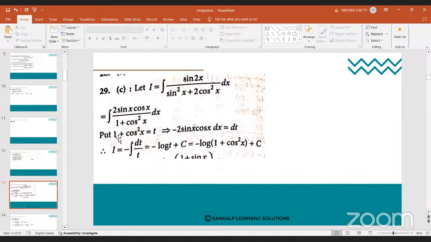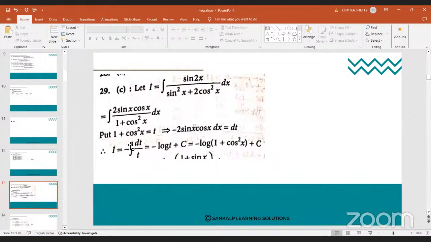Now we are replacing 1 plus cos square x as t. When we replace 1 plus cos square x as t, the derivative of 1 will be 0, the derivative of cos square x will be minus 2 sin x cos x, so minus 2 sin x cos x dx is equal to dt. So the entire numerator part can be replaced by minus dt, and this is completely equal to t. So we can write I is equal to minus dt upon t.